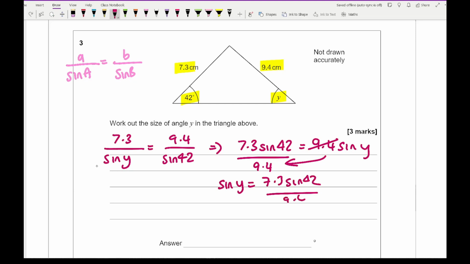over 9.4, and then what I want to do is inverse sine the answer. And so typing that all into my calculator, 7.3 sine 42 divided by 9.4, and then inverse sine the answer, and I get 31.3, and that's been rounded to one decimal place.